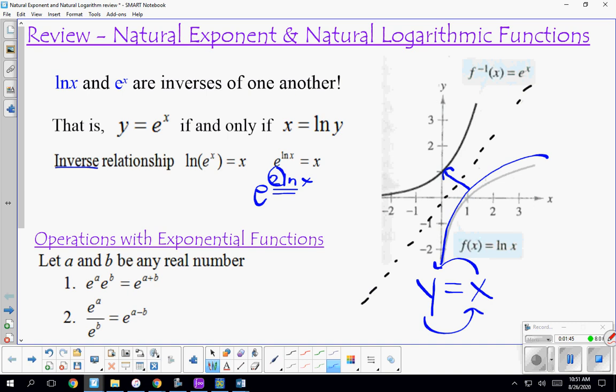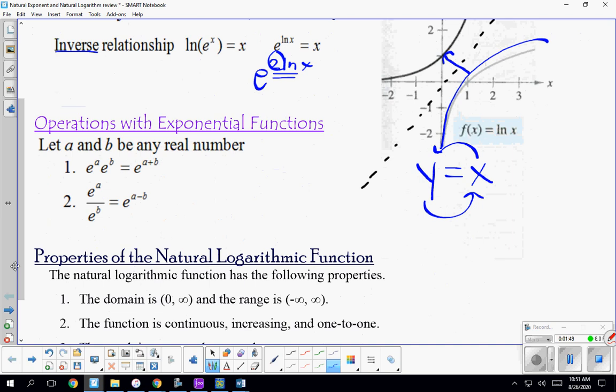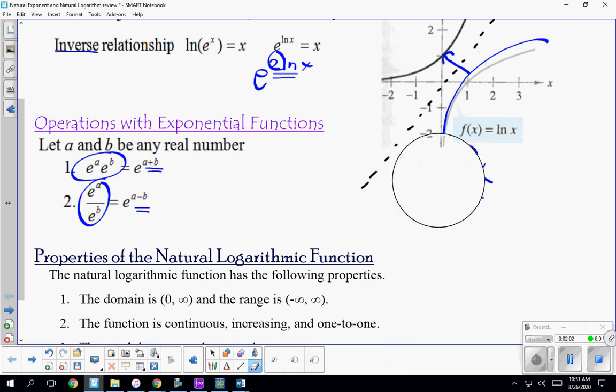So just again to review, exponents and natural exponents follow exactly the same rules as regular exponents. When you're multiplying, you add the exponents. When you're dividing, you subtract the exponents. And then just kind of keep in mind these graphs.